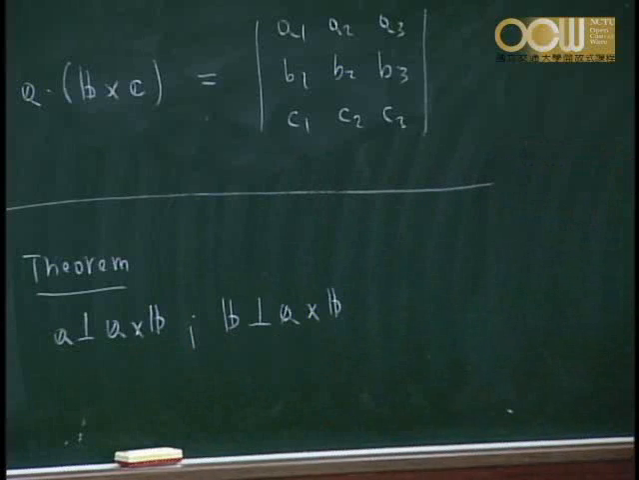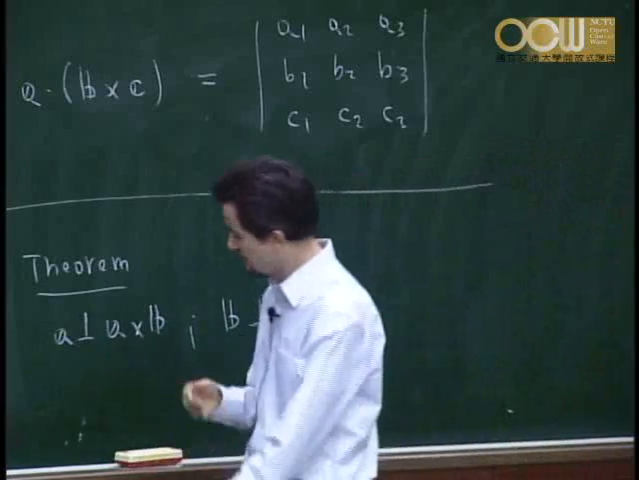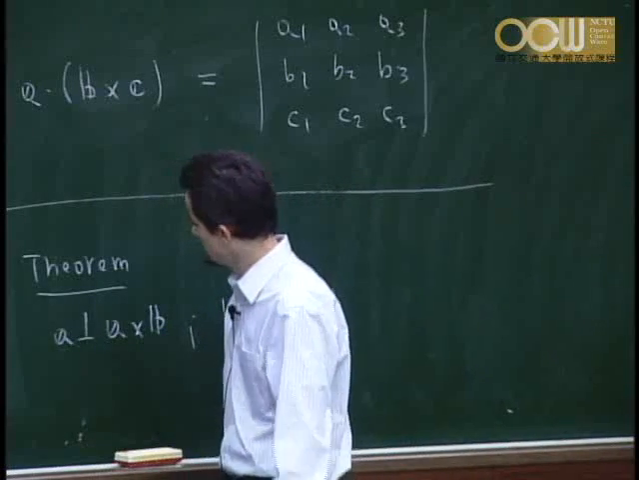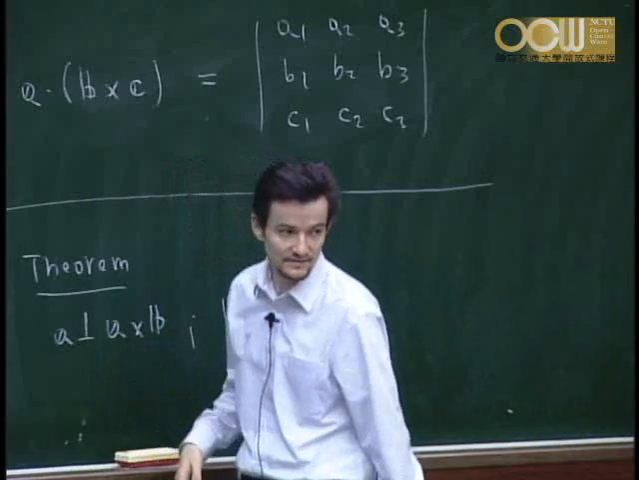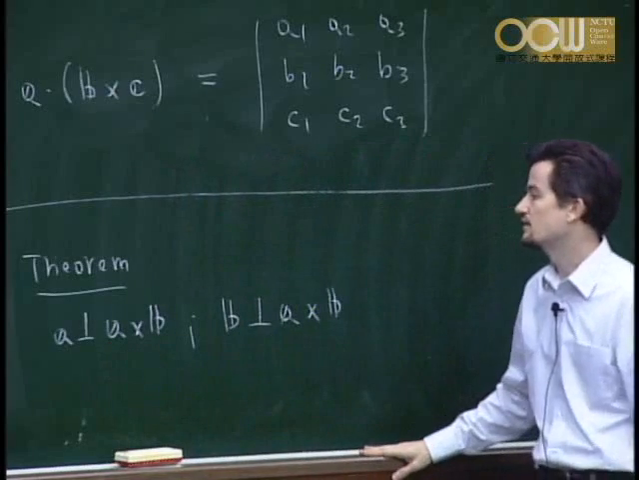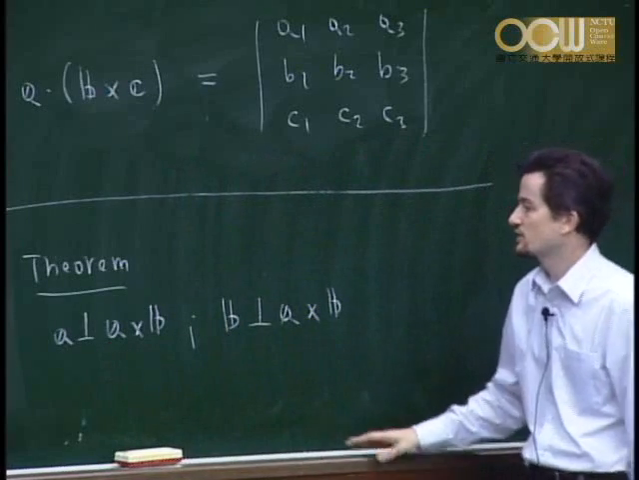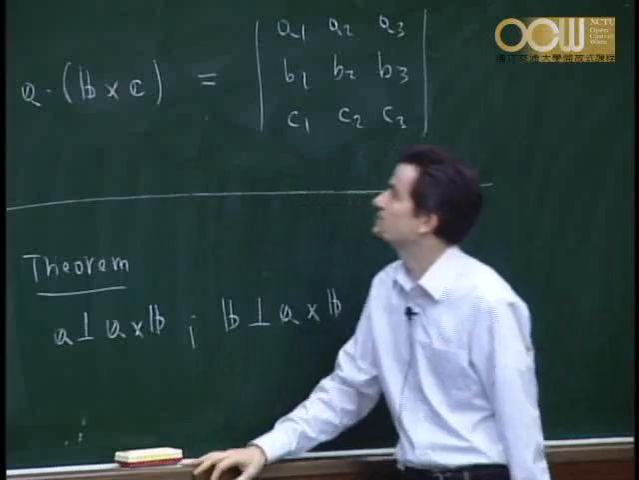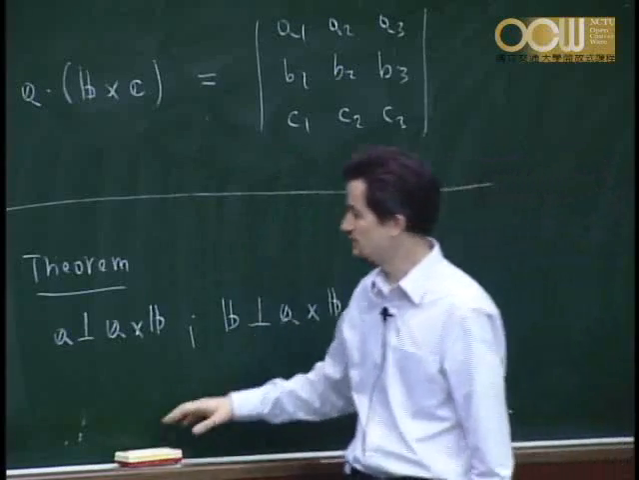Of course, you can write down all the definitions and do the computations, and you will see indeed that the dot product of A with the cross product of A and B is equal to 0. But this is a more convenient way to see it.